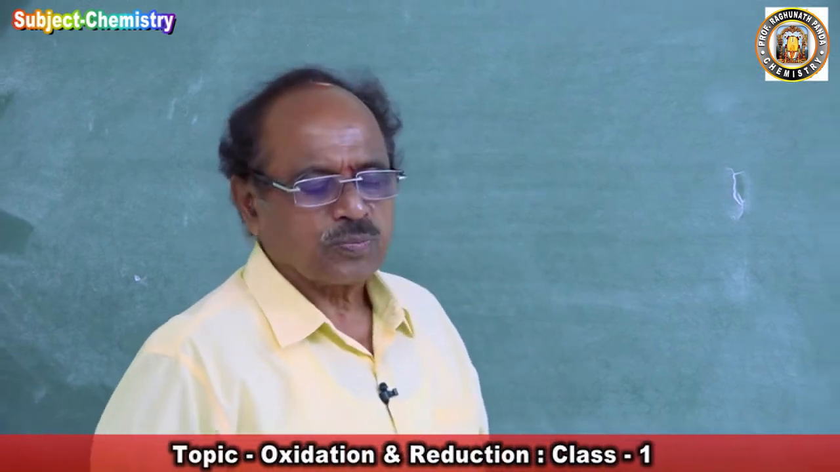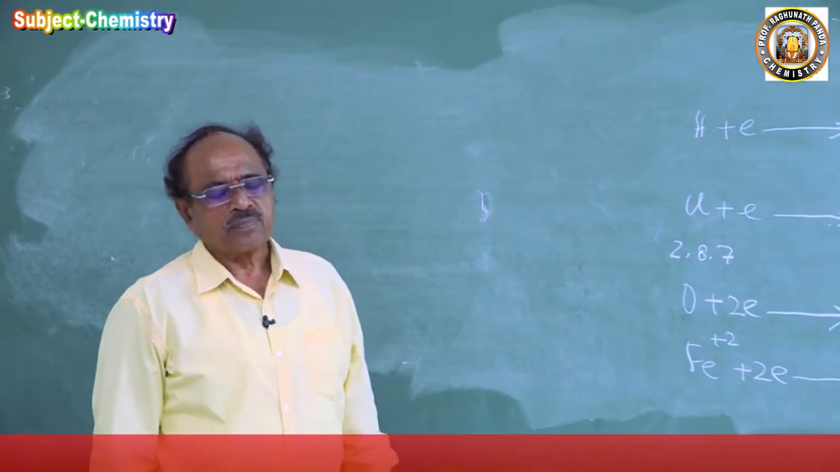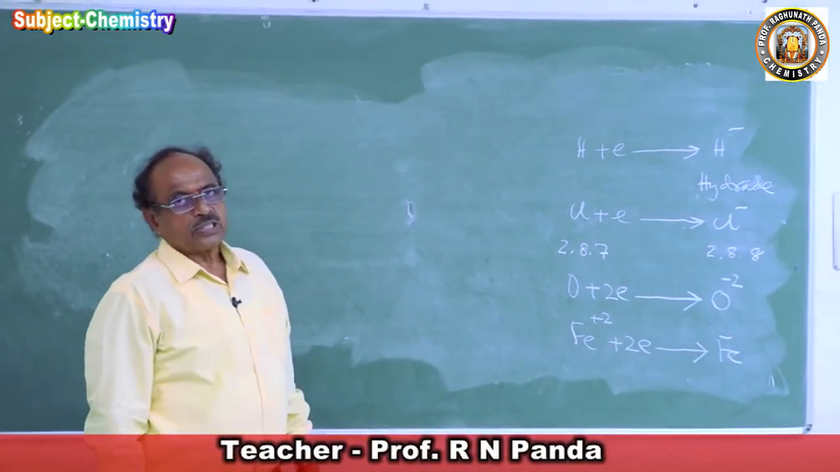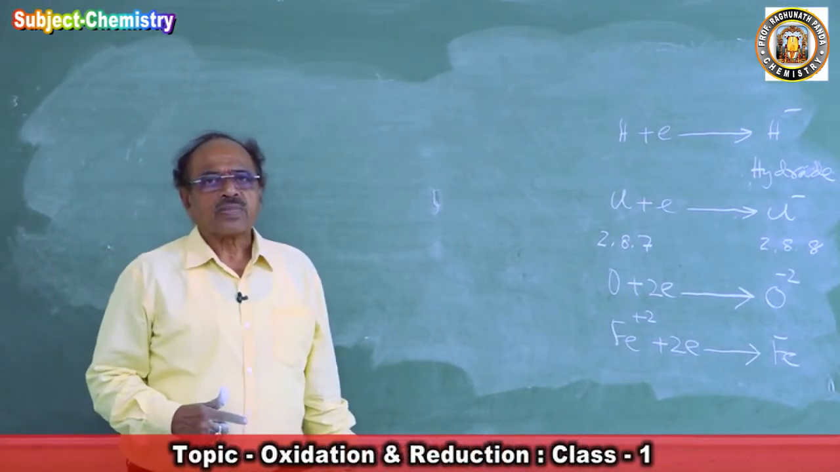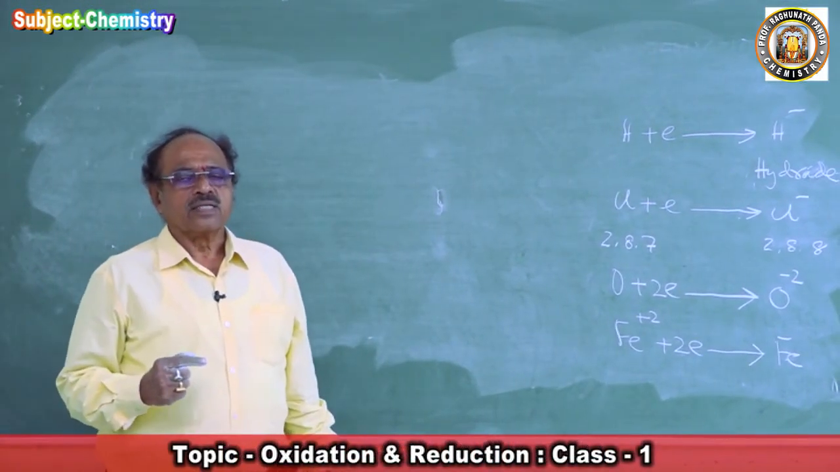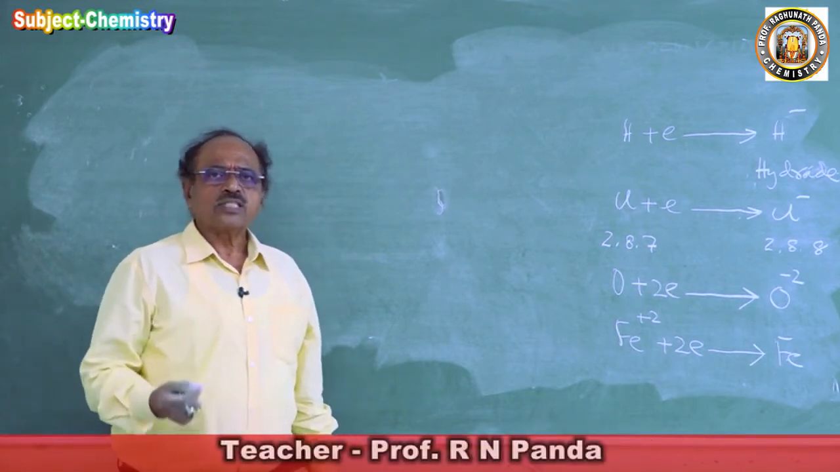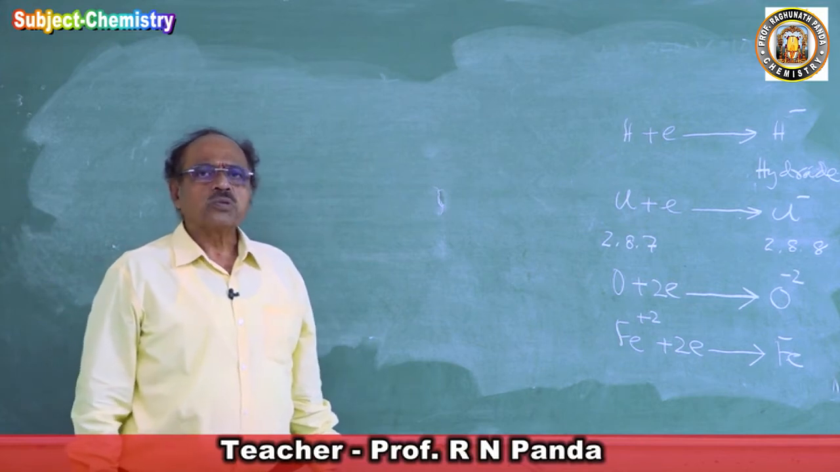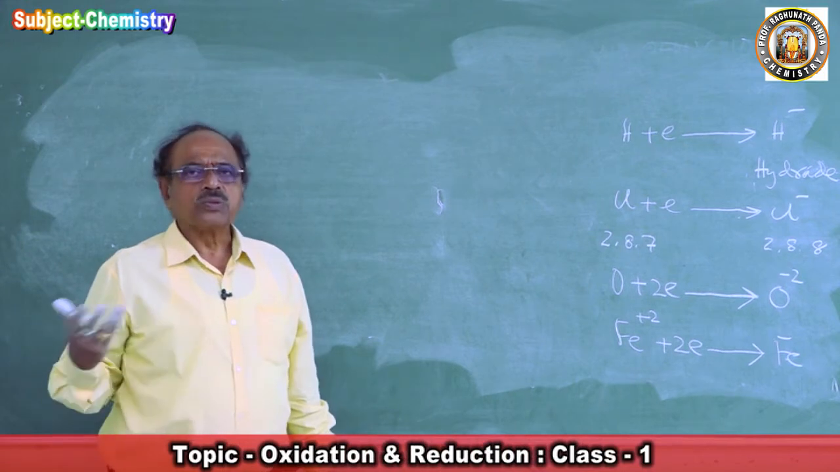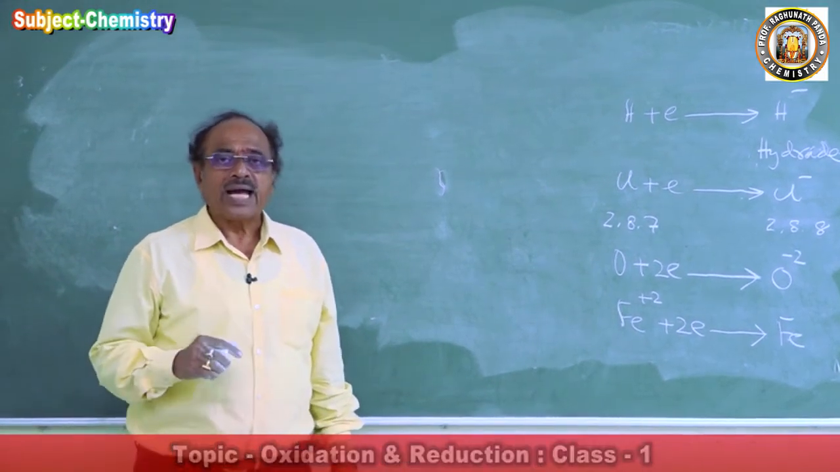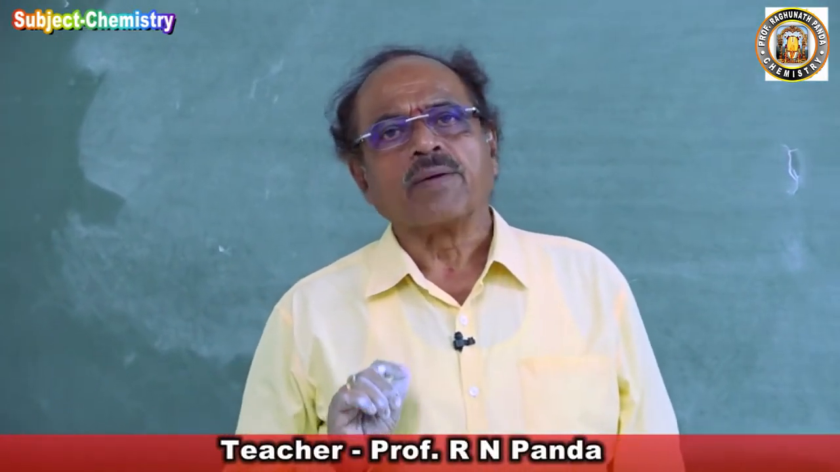So any process in which the electron is added, the process is called reduction. Now comes the question of how to explain oxidation and reduction: whether oxidation is going on in a reaction or a reduction is going on. How to know that? To know that, they have used a number that is called the oxidation number.